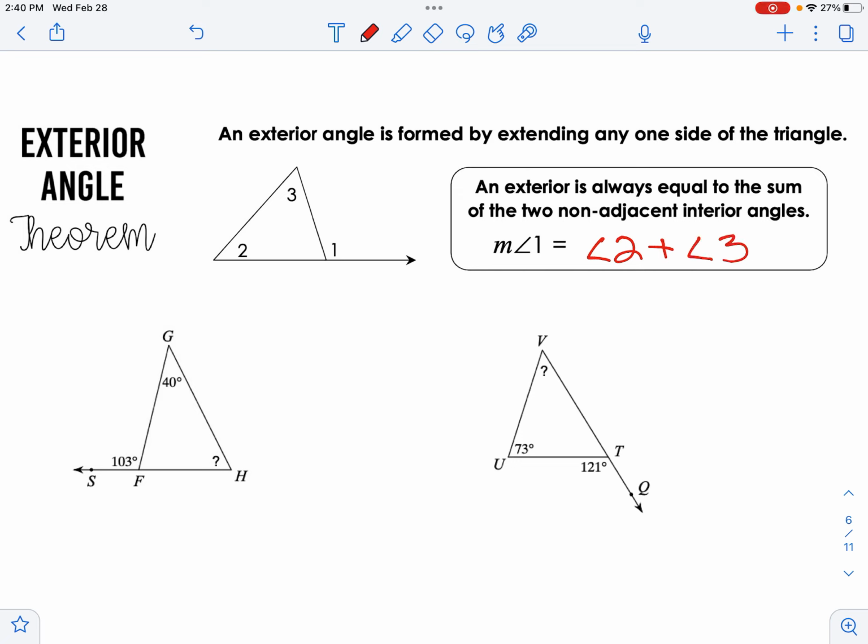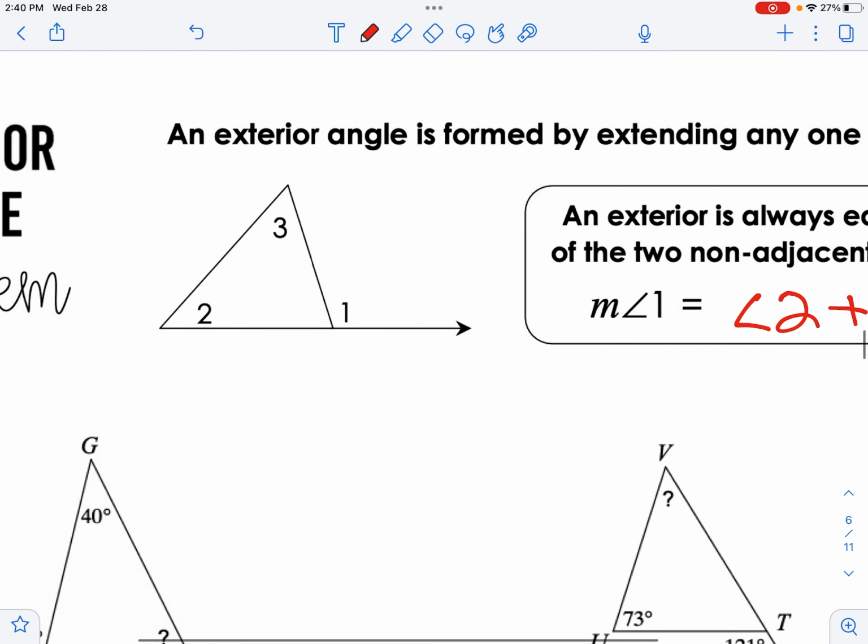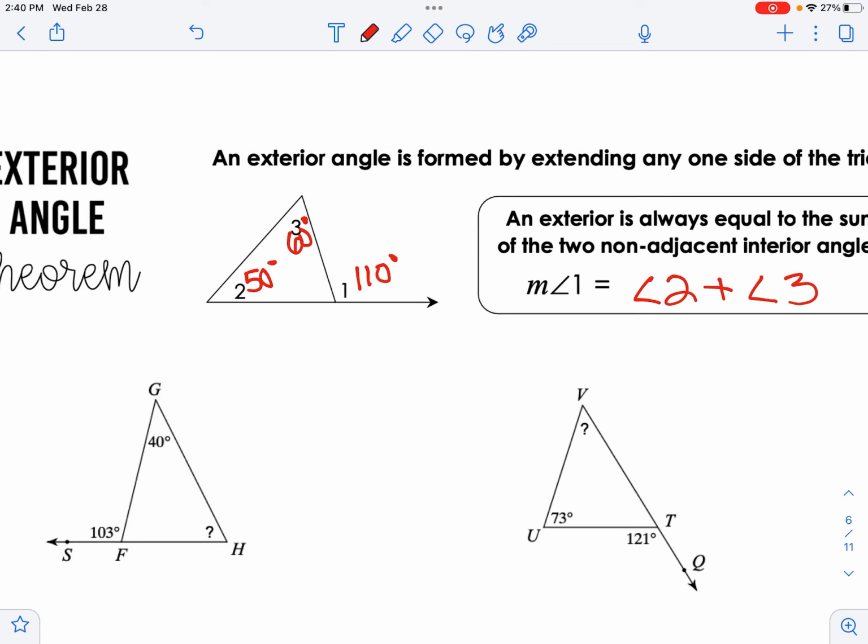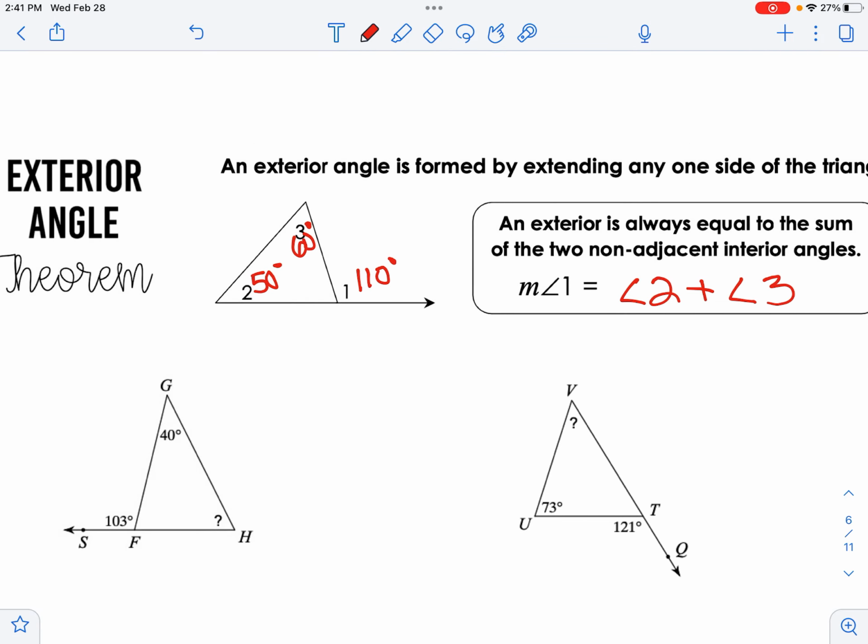So what does that mean? Well, let's keep it simple. If this is 110 degrees, then 2 and 3 should add up to 110. So maybe this is 50 degrees. That would mean angle 3 would have to be 60 degrees. Those two together should be equal to angle 1.